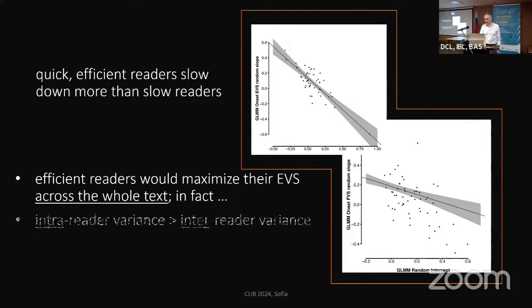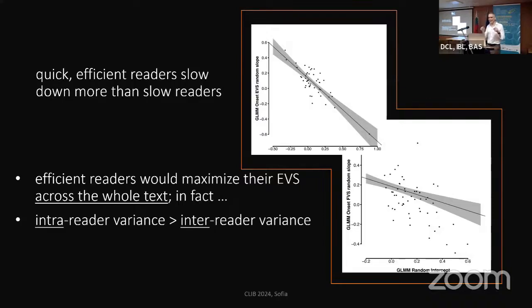Because if efficient readers maximize the EVS, as in the story I told you so far, we should find the same kind of EVS across the text, no matter what we read. We should always maximize because we tend to be fast readers. So the length of the span should be independent of the structure of the text. But this is not the case. Actually, in reading a text, we modulate our span in a very elastic and flexible way.